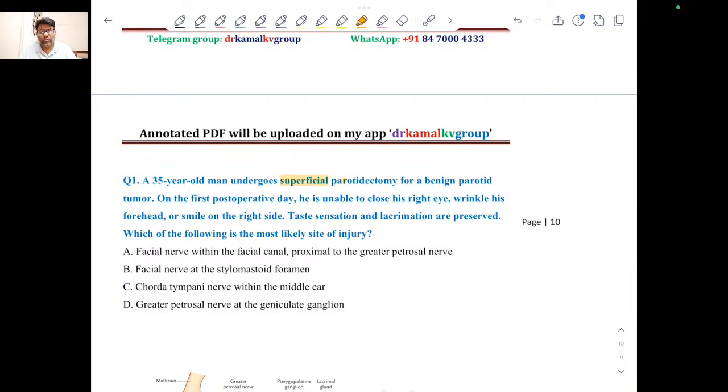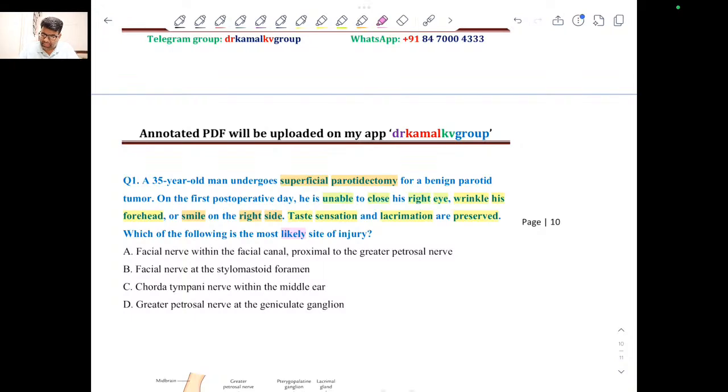a patient undergoes superficial parotidectomy. It means the superficial lobe of the parotid gland is removed for a benign parotid tumor, yes, maybe pleomorphic adenoma. Now he is unable to close the right eye, then unable to wrinkle his forehead, and unable to smile on the right side. Then taste sensation and lacrimation are preserved. What is the site of injury?